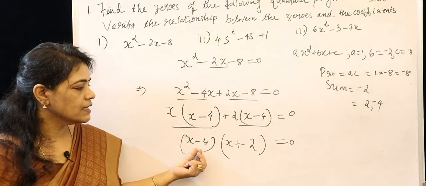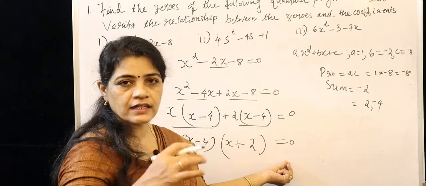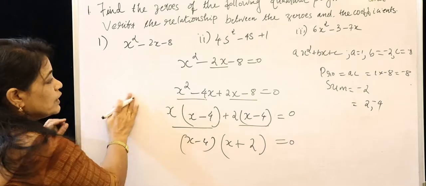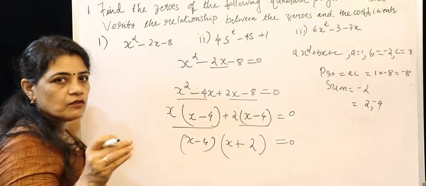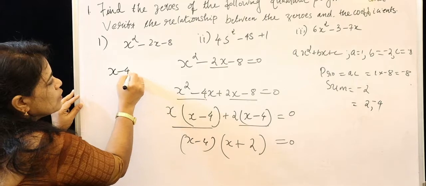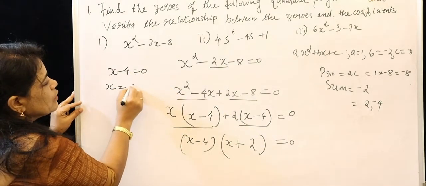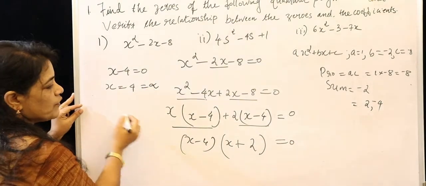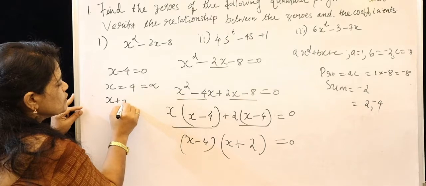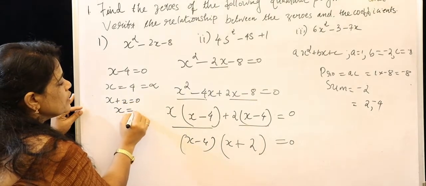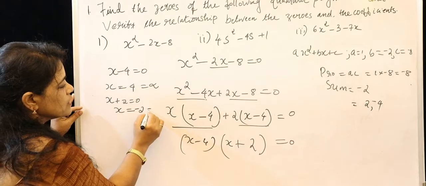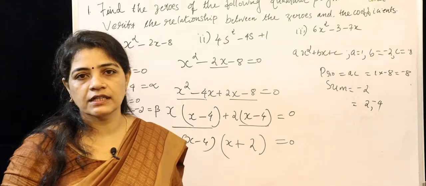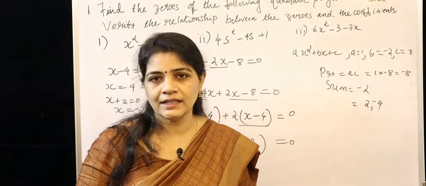That means x minus 4 equal to 0. Each factor can be equated to 0. Understood? To get the first value of x, that is alpha, x minus 4 equal to 0, that means x is equal to 4, when minus 4 comes to that side. So this is alpha. Second factor, x plus 2 equal to 0, that is x is equal to minus 2, 2 comes to RHS, so this is beta. That means we have found the zeros of the given quadratic polynomial by using the splitting the middle term method.